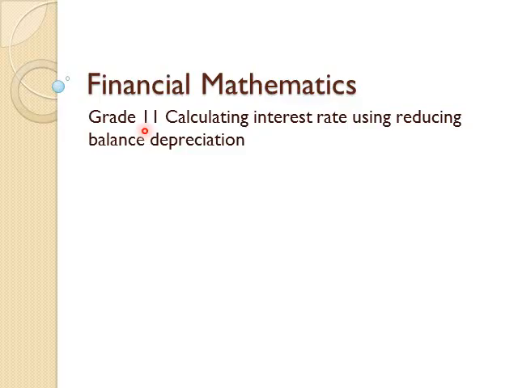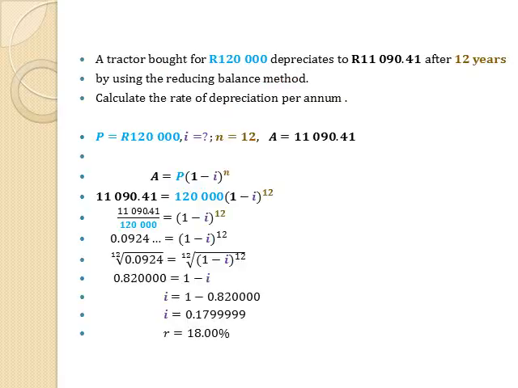Now we're looking at revising grade 11, calculating interest rate using reducing balance depreciation, right? So problem number 1: a tractor bought for 120,000 depreciates to 11,090 rand 41 cents after 12 years by using the reducing balance method. Calculate the rate of depreciation per annum.